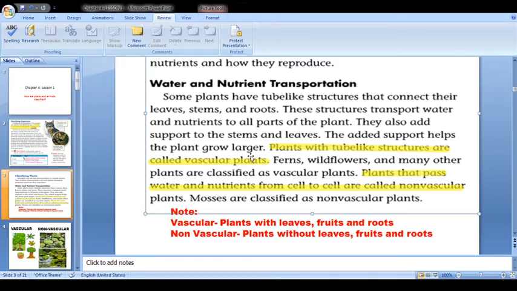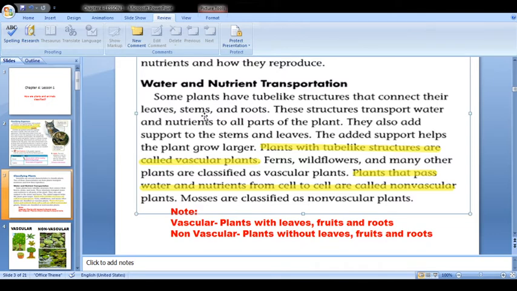So what scientists did was make a group of plants that they called vascular plants. And what were the vascular plants? The vascular plants had a tube-like structure, and with this tube-like structure they sent food, water and nutrients. That's how they sent the food and nutrients, with the tube-like structure. What do they call it? Vascular plants.